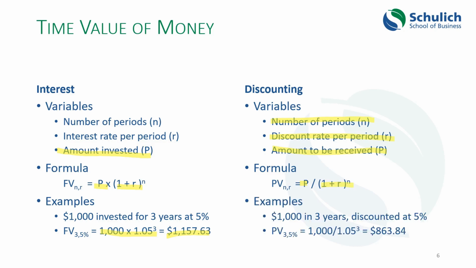If you have $1,000 that is either to be received or paid in 3 years' time, and you discount it at 5%, you're going to get 1,000 divided by 1.05 cubed, which is $863.84. Now, just to compare here, if we had put an amount equal to $1,157.63 into this formula, the answer that we would have got here would have been exactly 1,000.